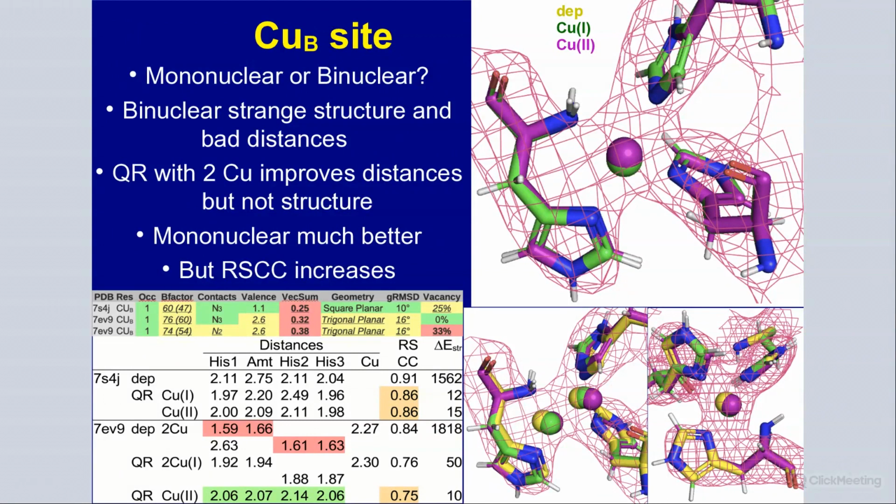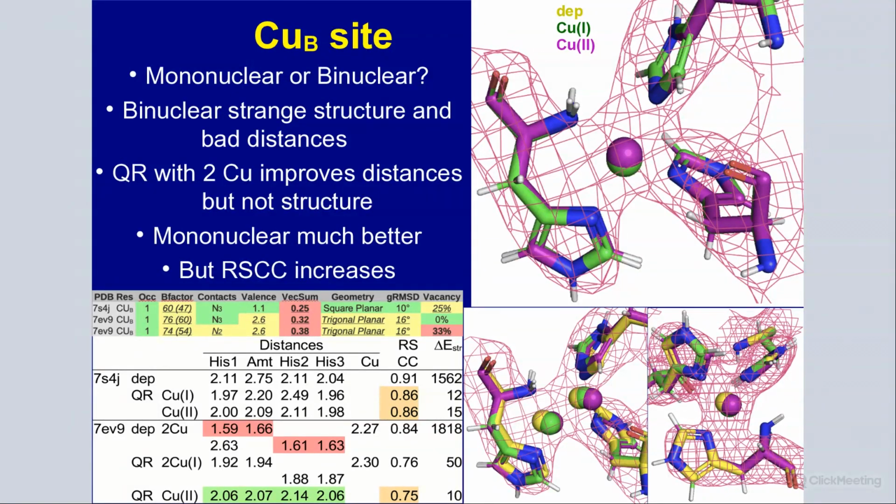And then we try to put in just 1 kappa ion, and then we get something that looks much better. It looks like a kappa site. We get reasonable distances, a slightly further lower correlation coefficient, and the normal strain energy. So we're quite sure that also the Chan structure is mononuclear.